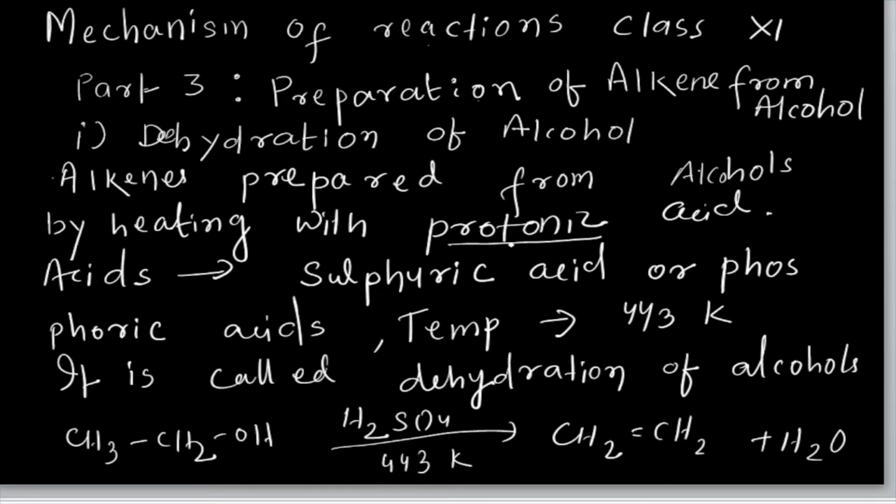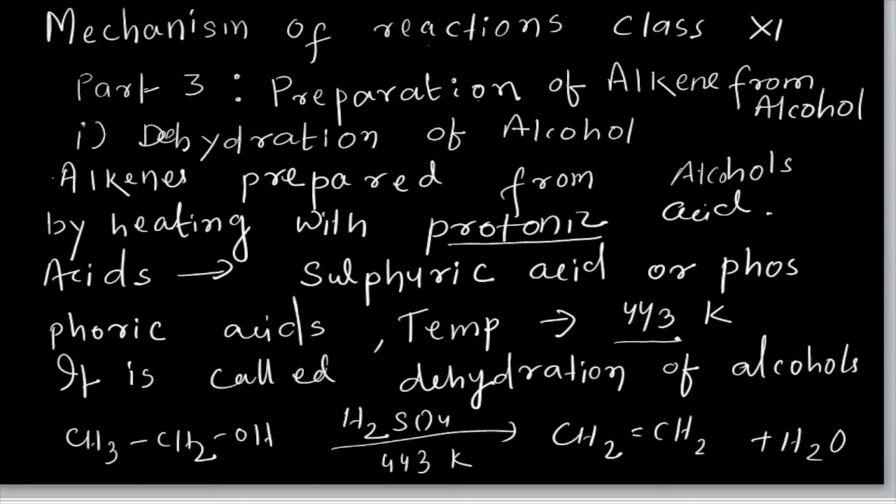Generally the acid used is sulfuric acid, the formula is H2SO4, and phosphoric acid, H3PO4. You take this or that, not both. That means you take sulfuric acid, or you can take phosphoric acid. I think sulfuric acid is good. And the temperature you should remember is 443 Kelvin.